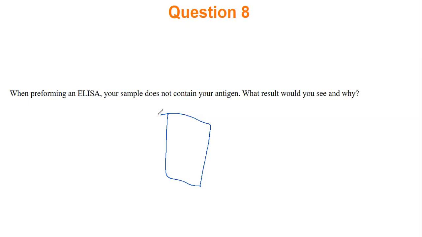The second antibody has a signal. So if that won't bind, then you're not going to get a signal. So it will be blank. That's a negative. It's not there.